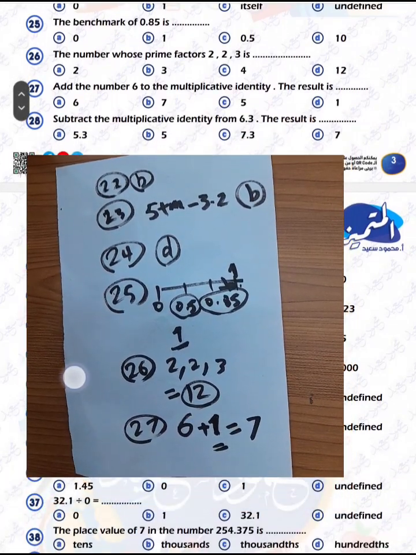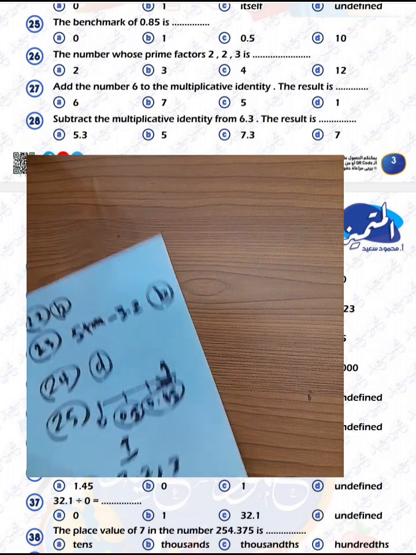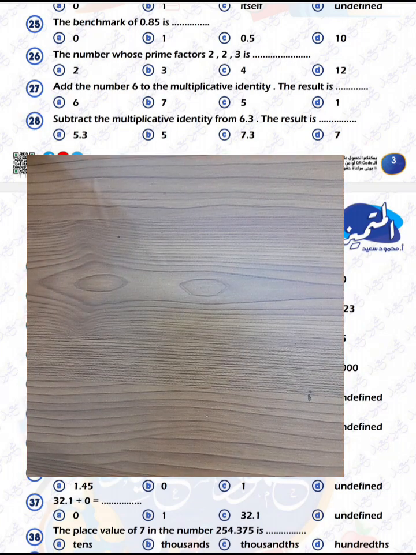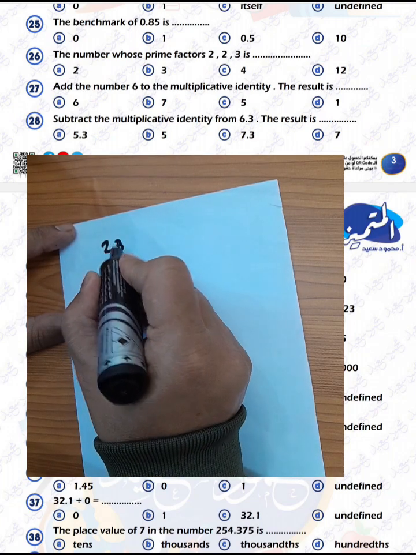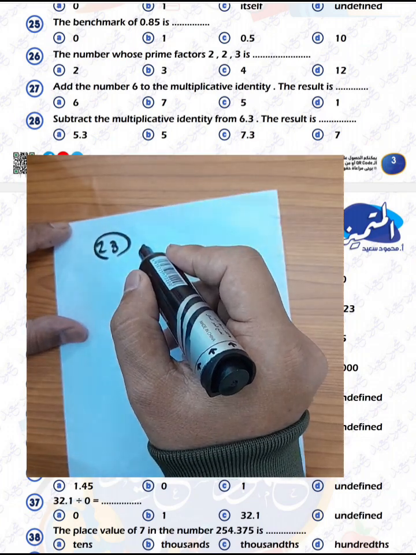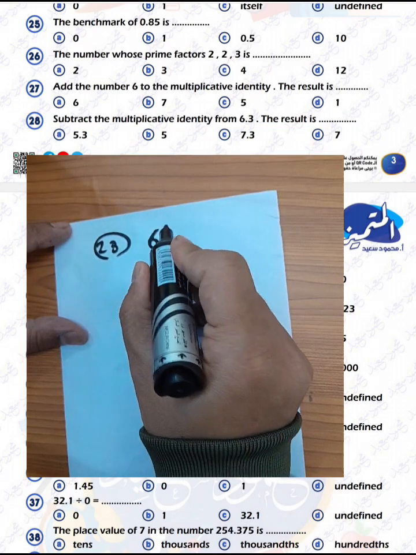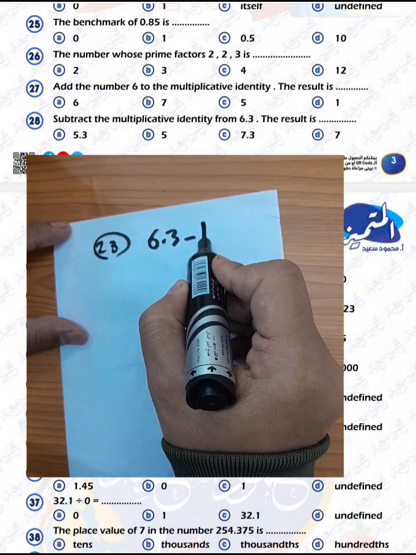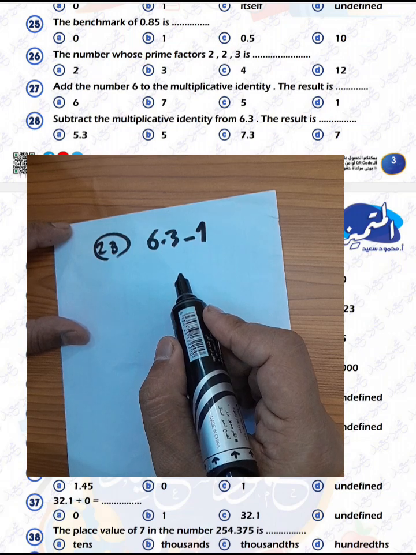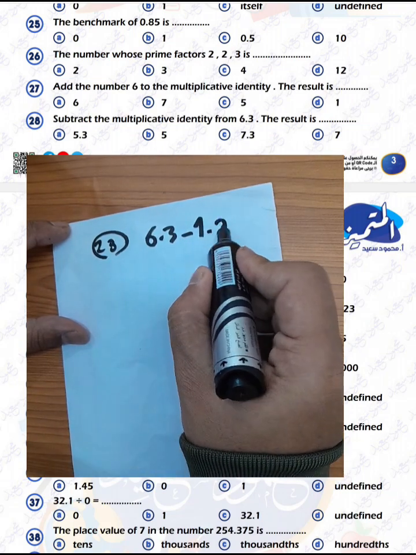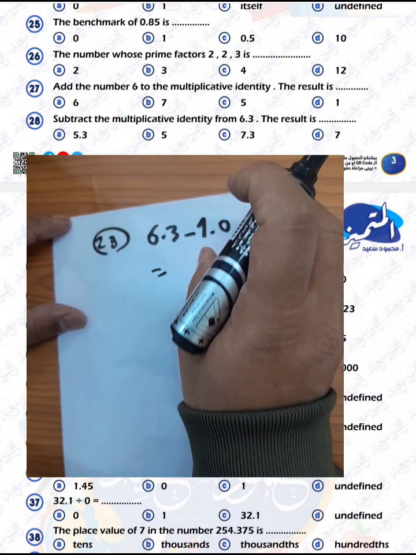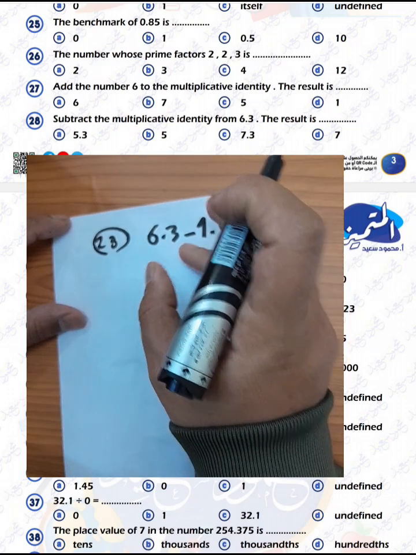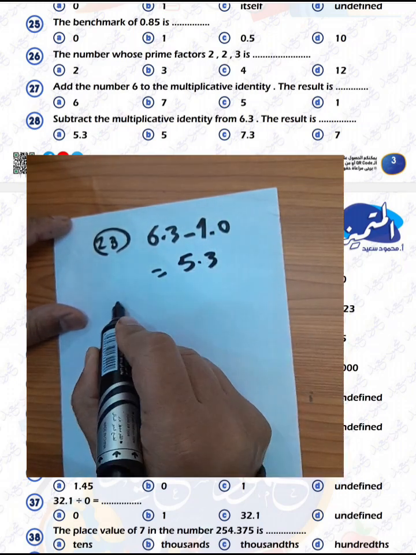Question 28. Subtract the multiplicative identity from 6.3. 6.3 subtract the multiplicative identity, which will be 1. 6.3 subtract 1. Here we call 1 the multiplicative identity. We want to subtract the multiplicative identity 1 from 6.3. The difference between them will be 5.3.